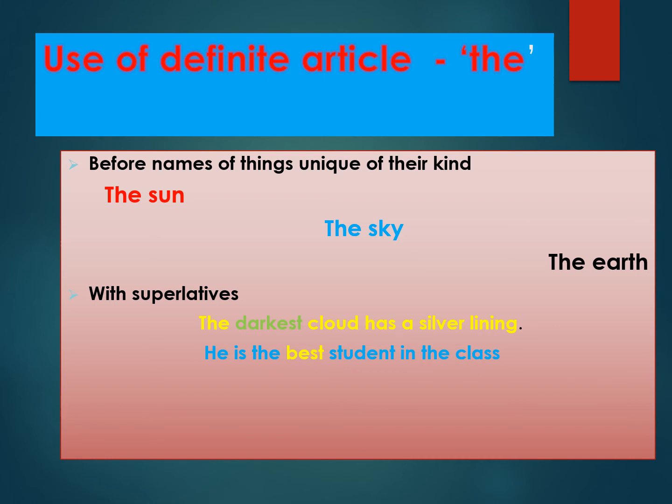Next example, he is the best student in the class. He is the best student. Here the superlative is best. So that's why definite article the is used before the superlatives. Whenever we want to use superlatives, we have to use the definite article compulsorily.